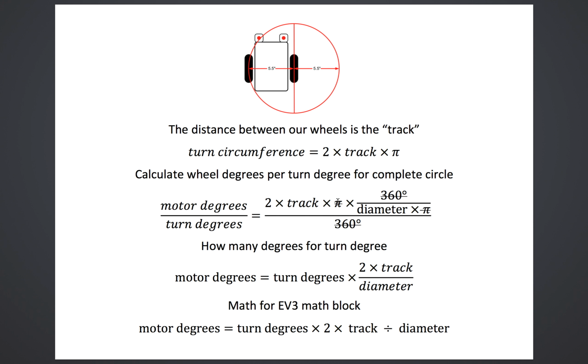What we see is the pi terms cancel and the 360 terms cancel, and we end up with the number of degrees for a turn being the number of degrees you want to turn, times 2 times the track divided by the diameter of the wheel. So to put it in the math we can plug into our robot, it's turn degrees times 2 times track divided by diameter. So let's try to build that.